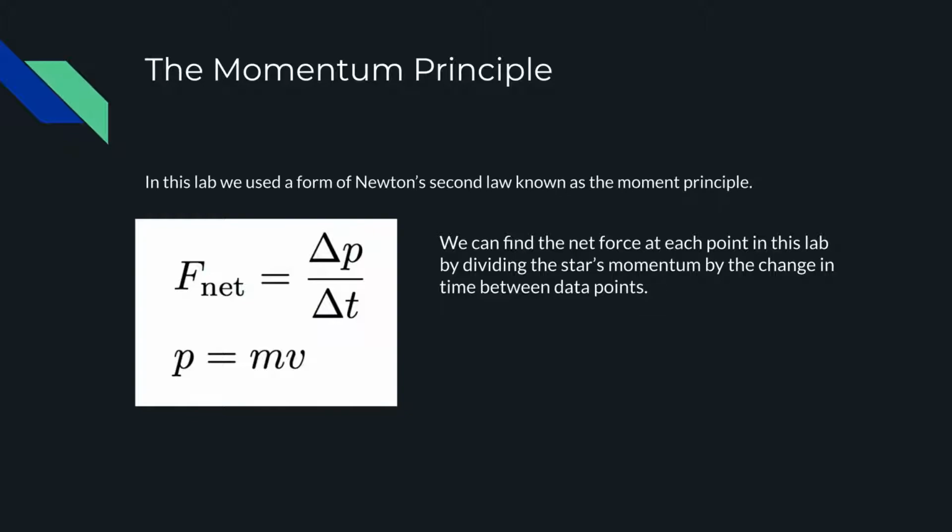So for this lab, we used a form of Newton's second law known as the momentum principle. And as you can see, this says that the net force equals the change in momentum over the change in time. So we can find the net force at each point in this lab by dividing the change in the star's momentum by the change in time between each data point.